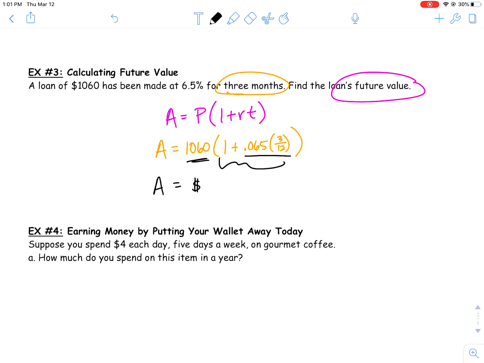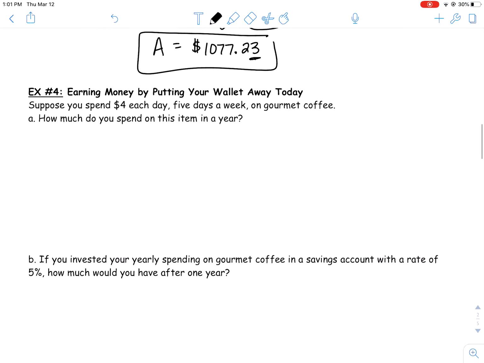So at the end of the 3 months, how much total am I going to owe to the bank? You should end up getting $1,077, and if we're rounding to money, cents, it should be 23 cents. So I don't only owe $1,060 because I've accrued some interest. I should owe a little bit more, and so it makes sense for me, in the end of 3 months, to owe $1,077.23. Make sure you get that number correct in your calculator and that you can round appropriately. Don't give me any more money than I deserve.